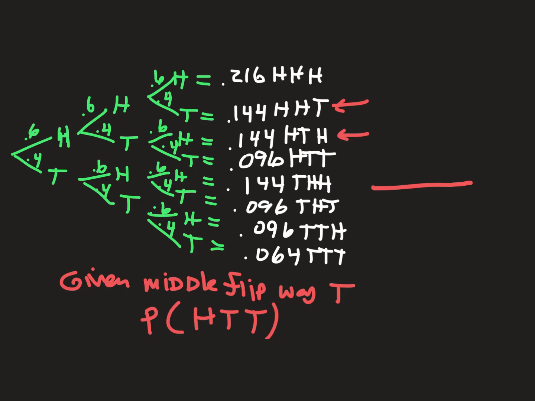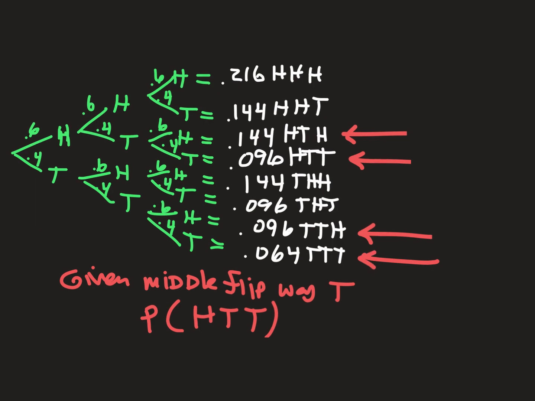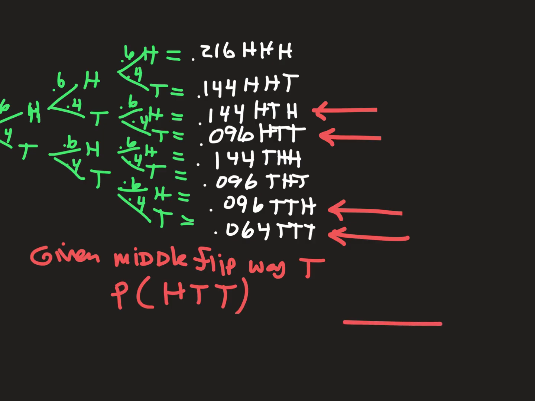All right, so I've got to look through and try to find which of these have a middle one that was tails. And then I find all of them, and then I add them all up. This one had a middle one that was tails. This one had a middle one that was tails. This one had a middle one that was tails. And that one had a middle one that was tails. I'm going to add them all together and put them on the bottom.